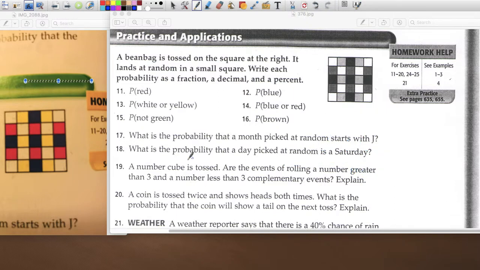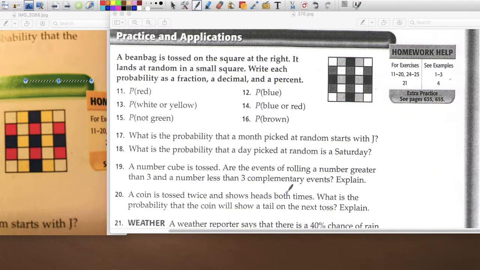So, a number cube is tossed. Are the events of rolling a number greater than 3 and a number less than 3 complementary events? Well, a number greater than 3 is 4, 5, 6, so there is a 3 out of 6 chance. A number less than 3 would be 2 and 1, and that's 2 out of 6 chance. If I add 3 over 6 plus 2 over 6, I get 5 over 6. Is 5 over 6 100%? No. I needed this to be 3 over 6 and 3 over 6.